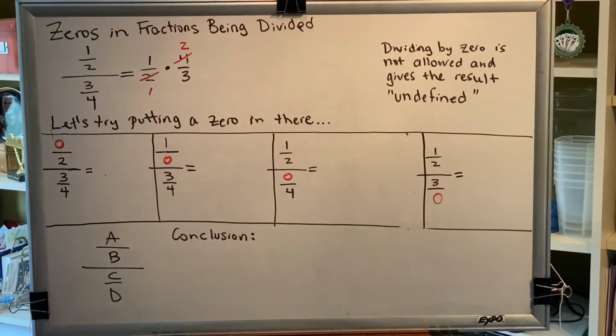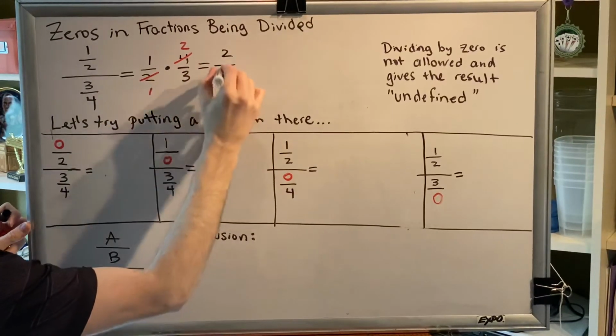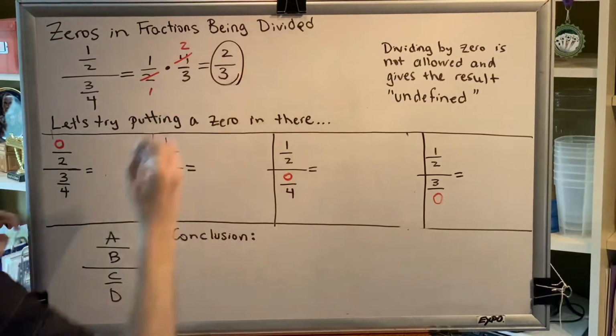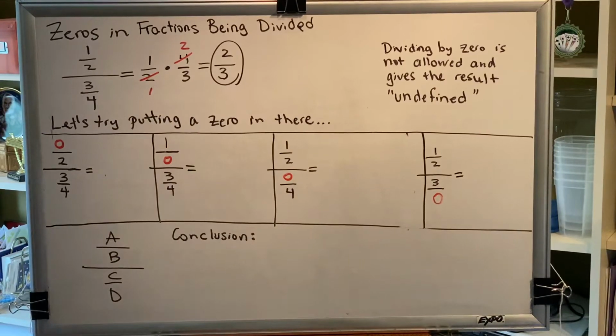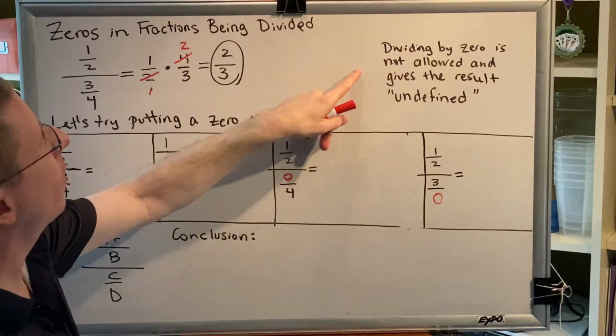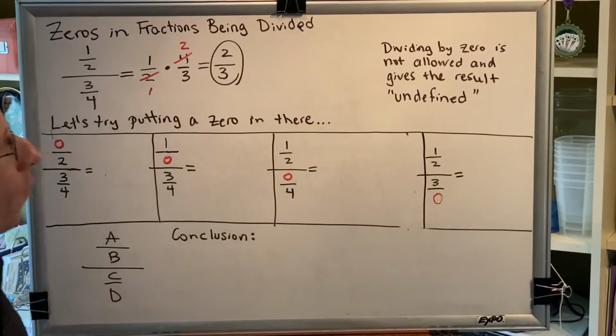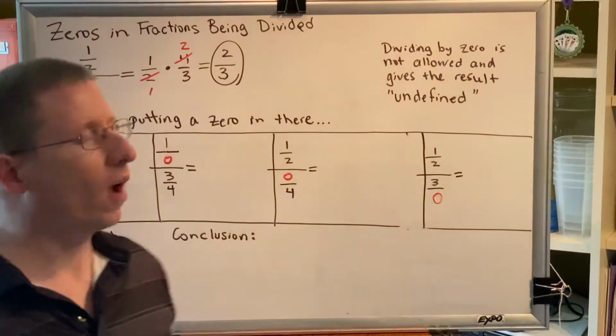Now multiply the fractions. 1 times 2 is 2. 1 times 3 is 3, so we get the result 2/3. And as a reminder, dividing by 0 is not allowed in math and gives the result undefined. So if you ever have a 0 in a denominator of a fraction, you simply write undefined.